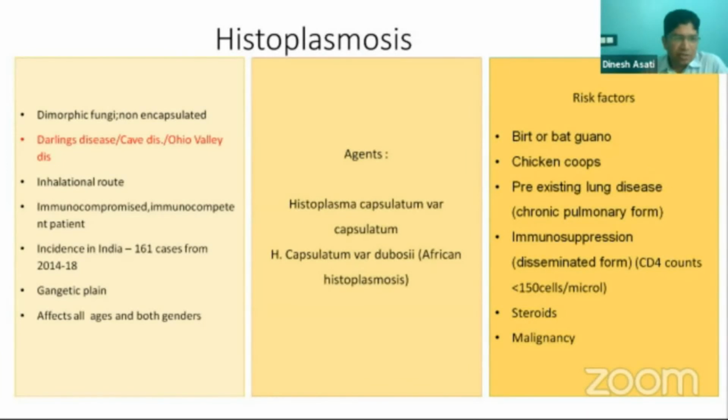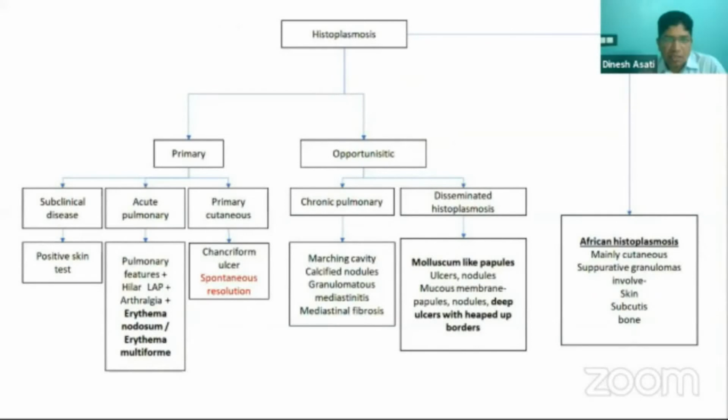So histoplasmosis, also called Darling's disease, is one of the diseases caused by dimorphic fungi, Histoplasma capsulatum. There are various risk factors like immunosuppression. Various varieties are there, like subclinical disease, acute pulmonary presentation, then hypersensitivity reactions like erythema nodosum or erythema multiforme, meaning the infection is elsewhere, but in the skin there are various subcutaneous nodules which will definitely not yield any fungus, but are there as a reaction to the histoplasmosis. Then sancriform ulcers are also common.